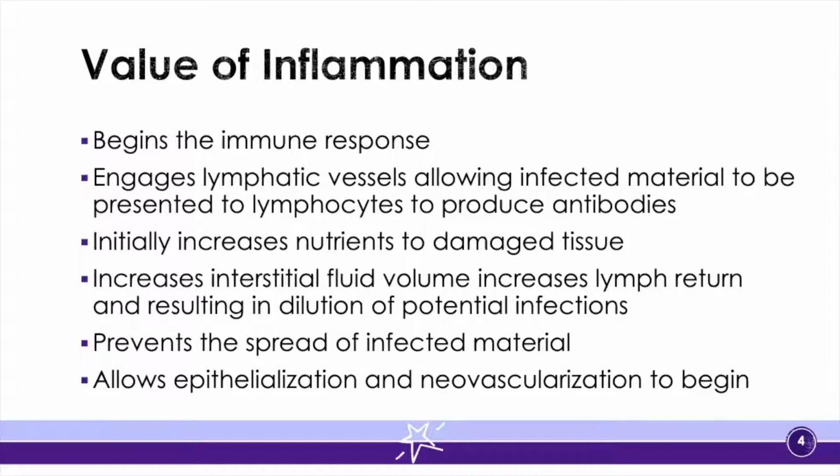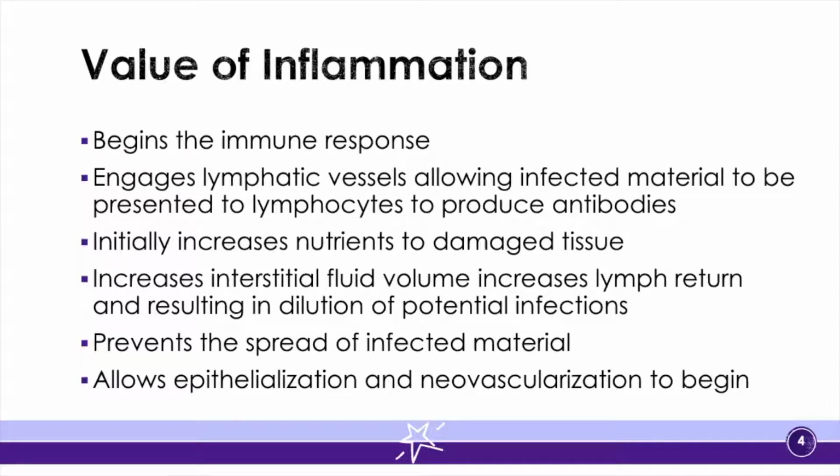So when we are dealing with bacteria or pathogens within the system, we now can start to produce antibodies to help deal with those. Because of all the changes in the vascular system and the permeability and the increase in blood flow, it starts to deliver more nutrients to the damaged tissue, as well as bringing that extra fluid volume, which will increase the lymph return. And so it can help to clear things out of the area.